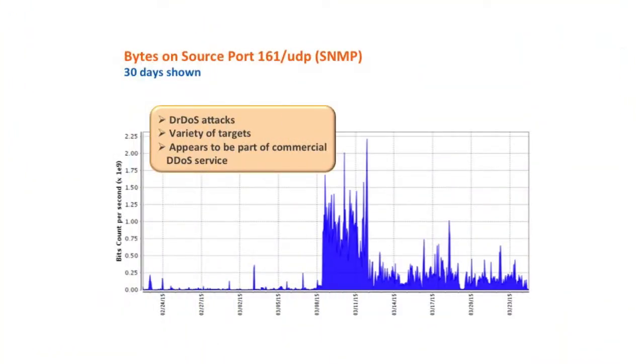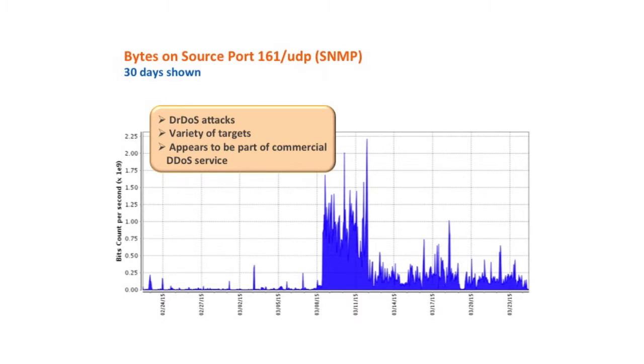All right, so let's take a little bit of a look at the internet weather for the last week or so here. And the first item here is, consistent with last week as well, bytes. This is bytes on source port 161 UDP. This is Simple Network Management Protocol. You know, one of those things you probably should not see on the internet.